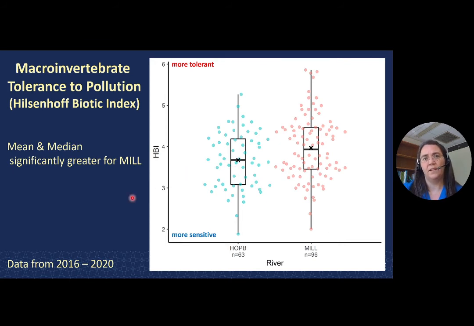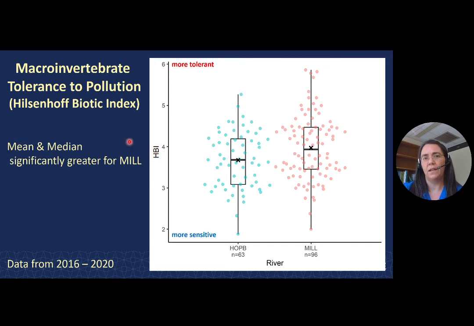Another value that we compared is the tolerance to pollution. So each kind of organism was scored on whether it was really tolerant to pollution, closer to 10, or very sensitive and not tolerant to pollution, closer to 0. And then these values were put together basically in a weighted average to give the Hilsenhoff Biotic Index.